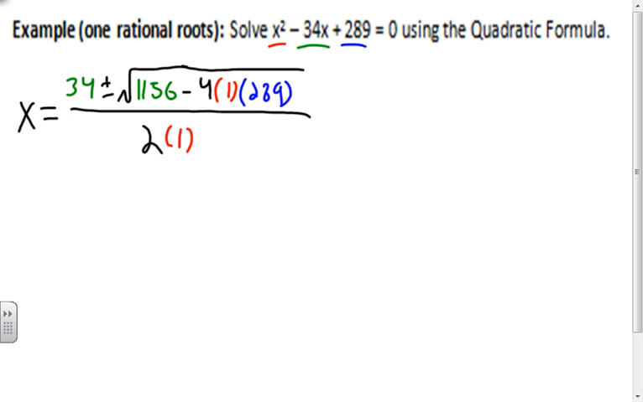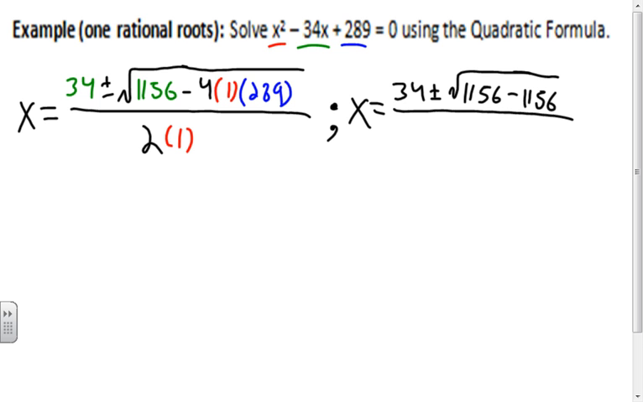So this is going to give us our two solutions of x, or what would normally be our two solutions of x. So we simplify this down into x equals 34 plus or minus square root of 1156 minus 4 times 1 times 289, which is 1156. Again, useful to have a calculator here. Still over 2 times 1, which is just 2.